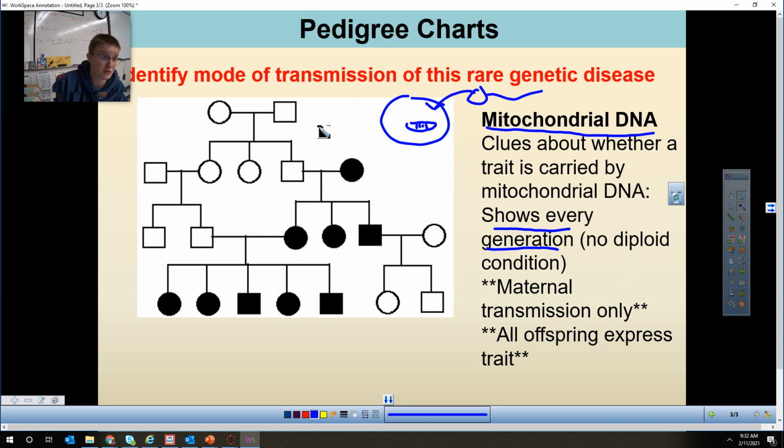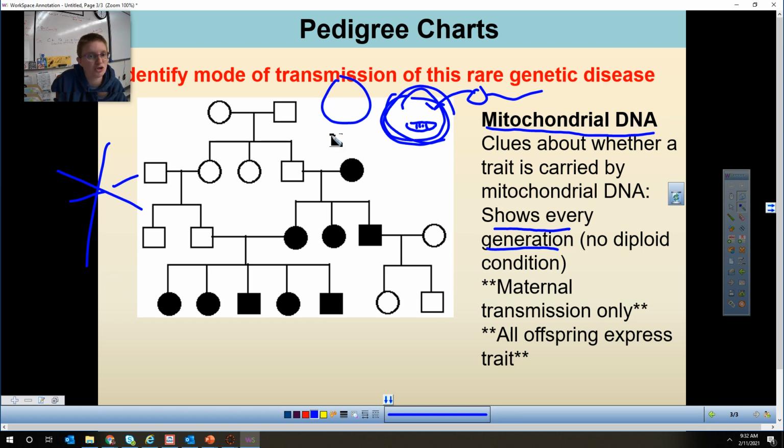You have it or you don't have it. It's not like big A, little a, or anything like that. There's no dominant or recessive. It's, do you have it from mom's egg or do you not have it from mom's egg? Okay. And it's maternal transmission only.